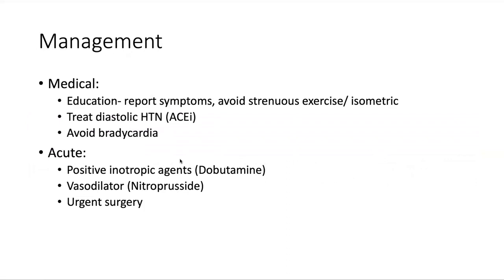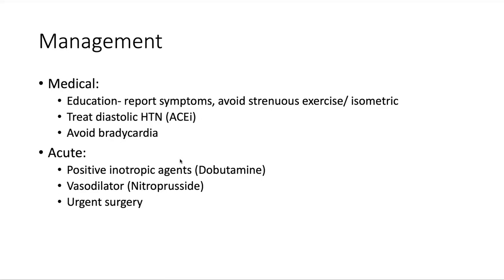In terms of just the basic medical management, education ends up becoming really important. And again, I know it sounds like a broken record, but symptoms and catching those symptoms is very important. So advise your patient to be on the lookout for signs of heart failure or angina. Avoid strenuous exercise, particularly isometric exercise, as you would essentially be increasing your preload, worsening the regurgitation. Treating diastolic hypertension is important, and you could consider the use of ACE inhibitors, treating afterload, and avoidance of bradycardia, really avoiding use of beta blockers in this situation.